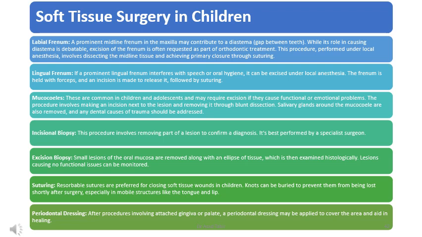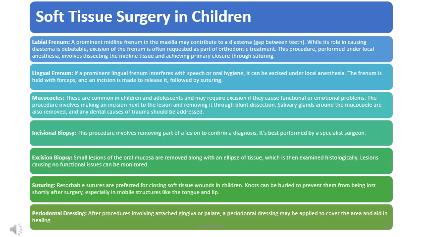Incisional biopsy. This procedure involves removing part of a lesion to confirm a diagnosis. It's best performed by a specialist surgeon. Excision biopsy. Small lesions of the oral mucosa are removed along with an ellipse of tissue, which is then examined histologically. Lesions causing no functional issues can be monitored. Suturing. Resorbable sutures are preferred for closing soft tissue wounds in children. Knots can be buried to prevent them from being lost after surgery, especially in mobile structures like the tongue and lip.